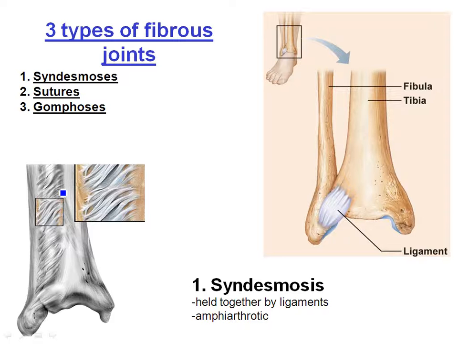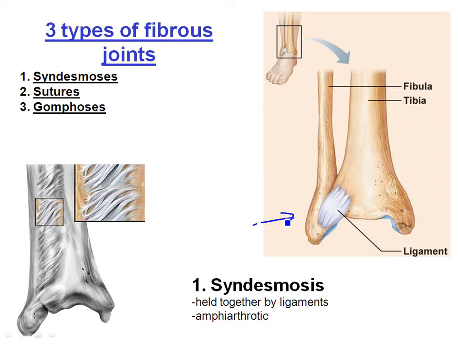All right, so first let's talk about the fibrous joints. There are three subdivisions of this. We have first a syndesmosis. Now, if you look at this picture here, we're told in our book that a syndesmosis is a joint where two bones are coming together held by a ligament.